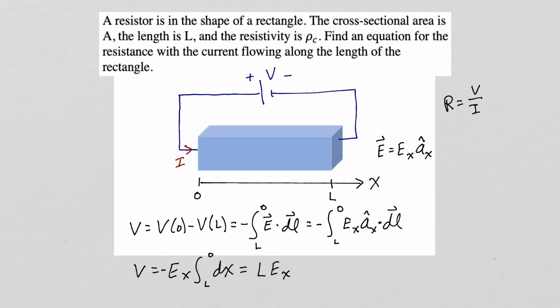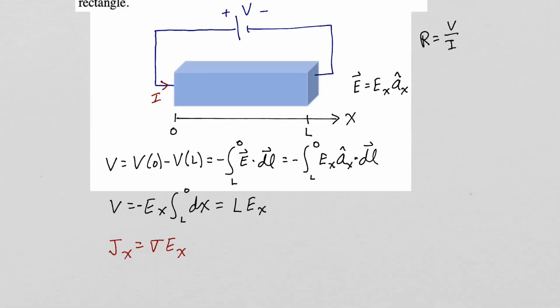Since there's only an electric field intensity in the x direction, there will only be a current density in the x direction, and it will equal the conductivity times the electric field intensity, or the electric field intensity over the resistivity of the material. The current flowing will just be the current density times the cross-sectional area, and for the current density we can substitute the electric field intensity divided by the resistivity.